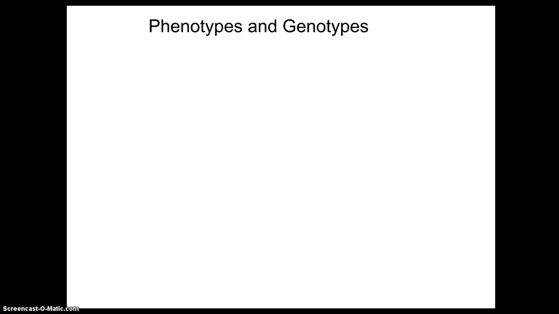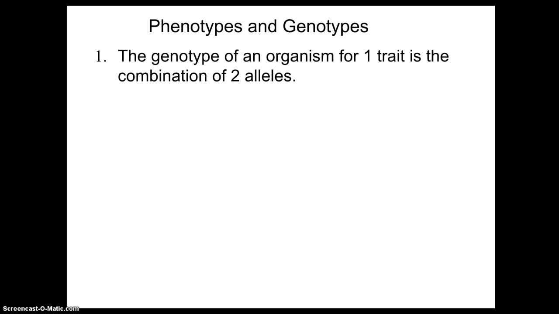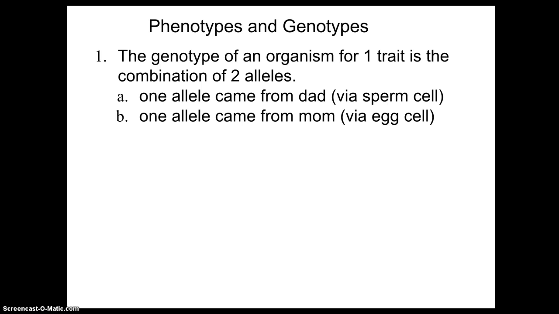Now let me give you a couple more vocab words just so you can understand where we're going here. First of all, a genotype is a combination of two alleles. Now why is it two? We get one from dad via a sperm cell. Plants have sperm cells too, that's what's inside of pollen. And one allele came from the mom through the egg cell. So for every single trait, you have a genotype. The genotype is the two pieces of DNA, the one you got from mom and the one you got from dad. We represent these with letters. For dominant alleles, we always use a capital letter, and for recessive alleles, we always use a lowercase letter.